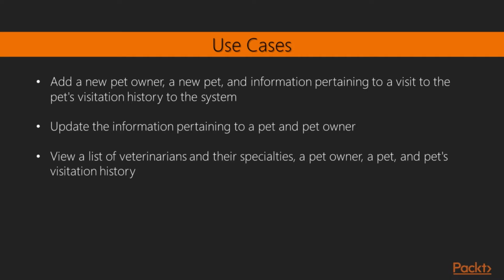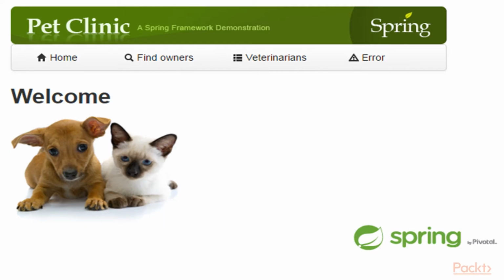A few use cases. Add a new pet owner, a new pet, and information pertaining to a visit to the pet's visitation history to the system. Update the information pertaining to a pet and pet owner. View a list of veterinarians and their specialities, pet owner, a pet, and a pet's visitation history. Once a WAR file is created, we can deploy it in Tomcat or another web server, and to verify it on the localhost, you will see something like this.